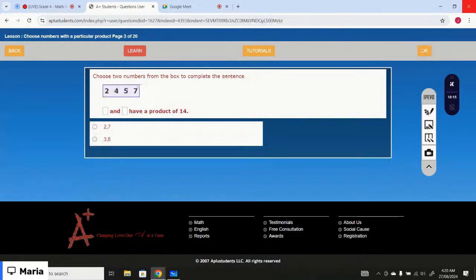Choose two numbers from the box to complete the sentence. Two numbers that have the product 14.